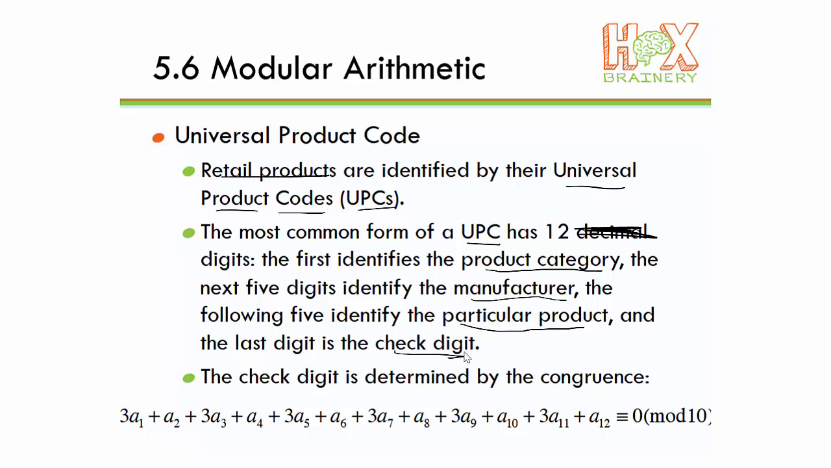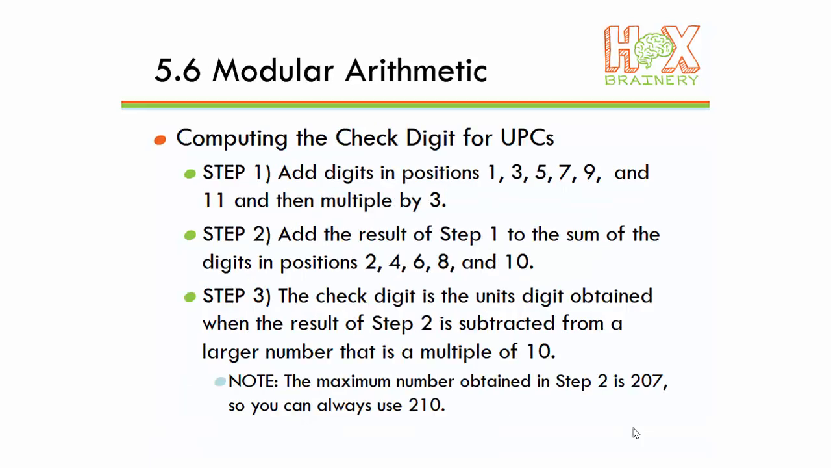The check digit is determined by the following congruence here. This looks really messy, especially that left-hand side, right? It's supposed to be congruent to 0 mod 10, but this looks really, really messy. So instead of memorizing this formula, I'm going to break it up into steps.